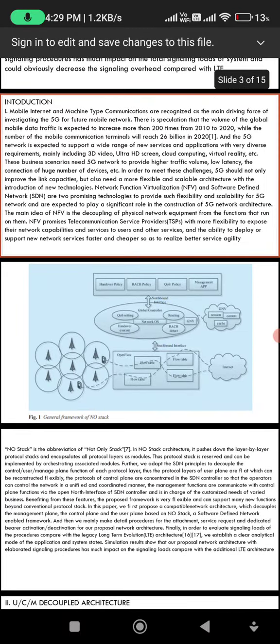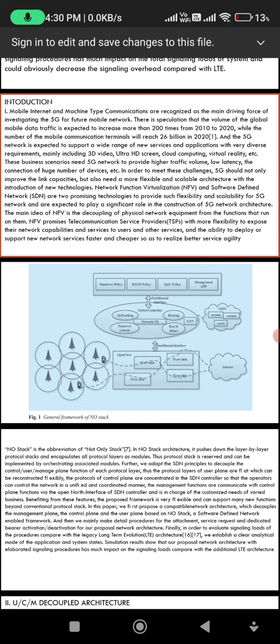Introduction. Mobile internet and machine type communications are recognized as the main driving force of investigating 5G for future mobile networks. There are speculations that the volume of the global mobile data traffic is expected to increase more than 200 times from 2010 to 2020, while the number of mobile communication terminals will reach 26 billion in 2020. And the 5G network is expected to support a wide range of new services and applications with very diverse requirements, mainly including 3D video, Ultra HD screen, cloud computing, virtual reality, etc.